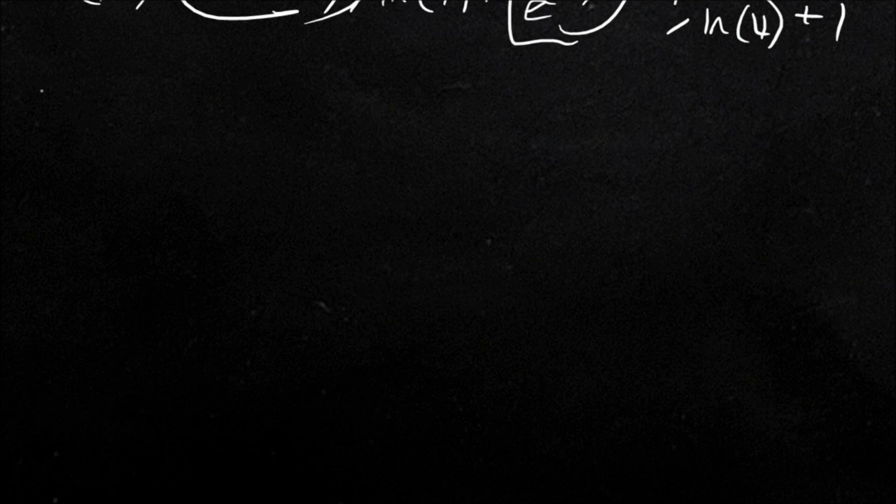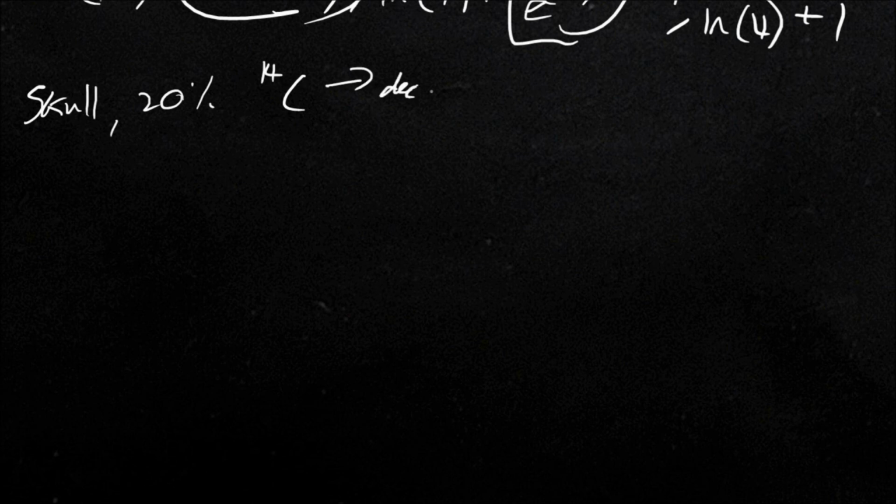So if, say, we found a skull and it had 20% of the carbon-14 that it should usually have. Because carbon-14 is a radioactive isotope of carbon, it decays. So from this, we can figure out how old the skull is.